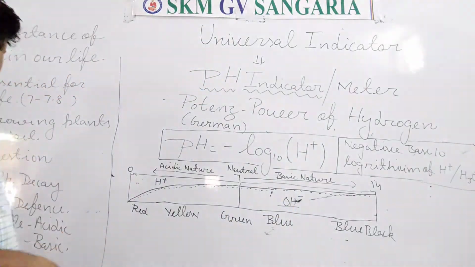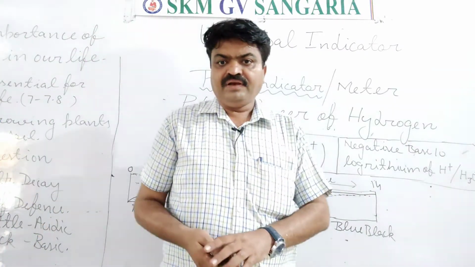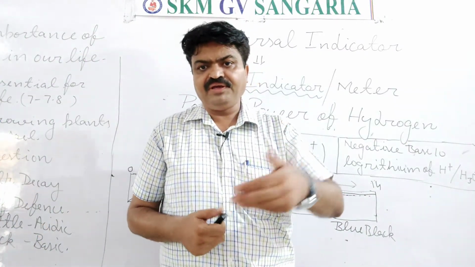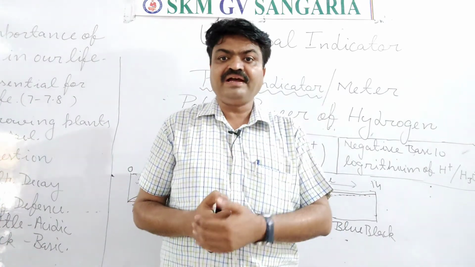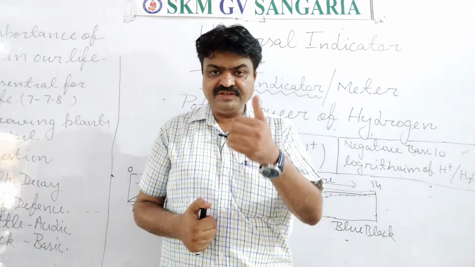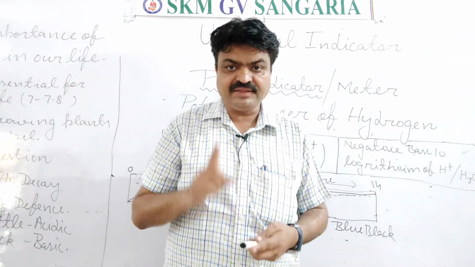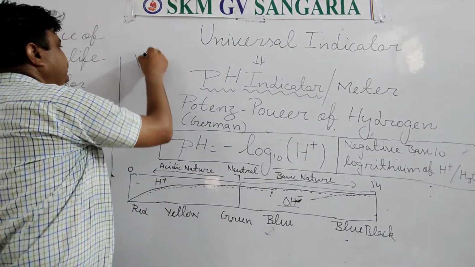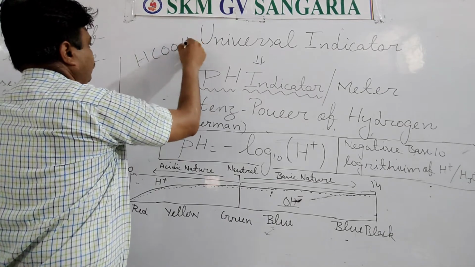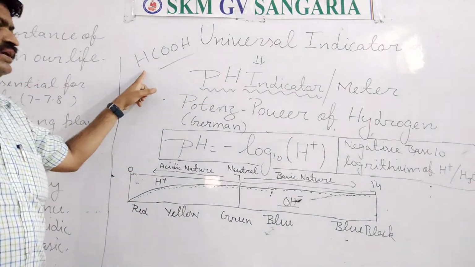Next is self-defense. Like the ant, student, and honeybee, they use a particular acid as self-defense. And which acid do they use, student? It is methanoic acid. And what is the formula of methanoic acid? It is HCOOH. It is the formula of methanoic acid.